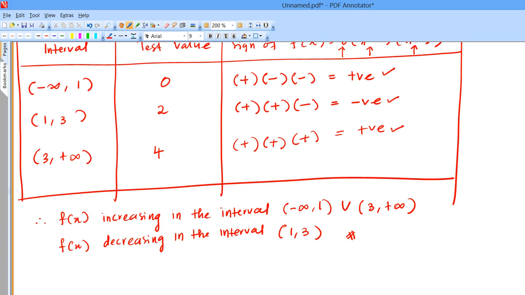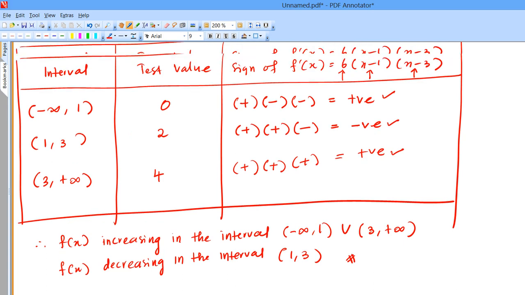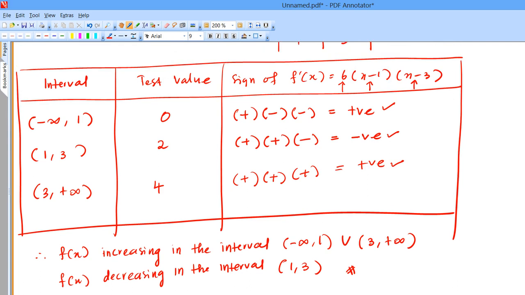This is the conclusion for increasing and decreasing function. And our second question is we want to determine the relative extremum. Relative extremum means we want to find the maximum and minimum points. To find the maximum and minimum points is actually based on the sign of f prime x. We can compare the first interval and the second interval, and then the second with the third.